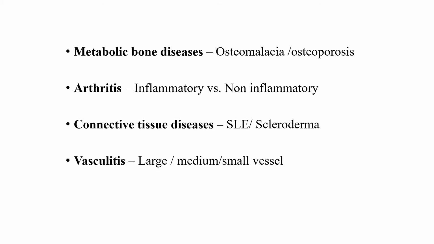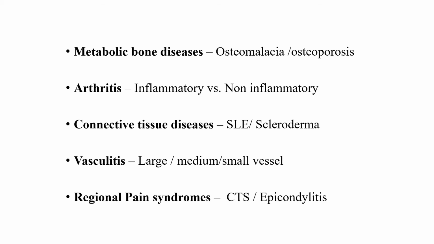Vasculitis is a disease which involves various blood vessels, and depending on the size of the blood vessel, they are further classified as large vessel vasculitis. Example is giant cell arteritis. Then we have medium vessel vasculitis. Example is polyarteritis nodosa. Then we have small vessel vasculitis, which is consisting of granulomatosis with polyangiitis, also called as Wegener's granulomatosis. ANCA, also known as anti-neutrophil cytoplasmic antibodies, are specifically seen in small vessel vasculitis.